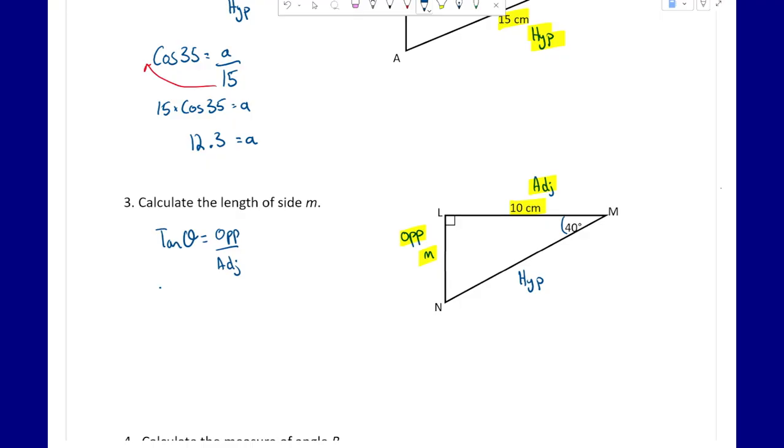We're going to fill in our information. So tan theta equals, not tan theta, we know the angle. Tan 40 equals M over 10. And this is very similar to the last one. Bring up and multiply because the missing piece is on the bottom, or on the top, sorry. So we have 10 times tan 40 equals M.